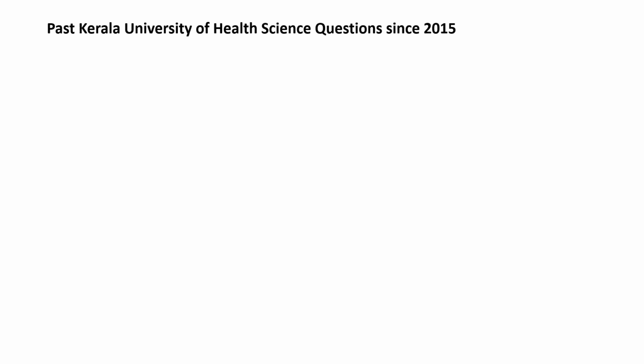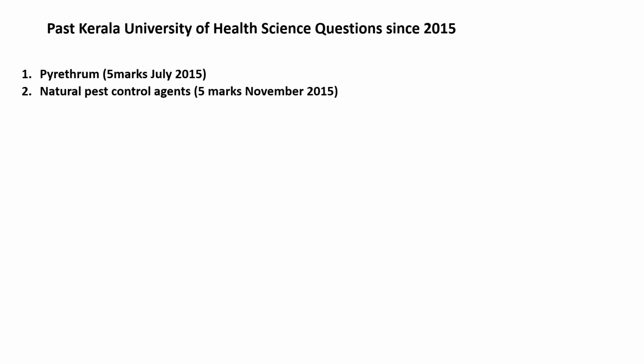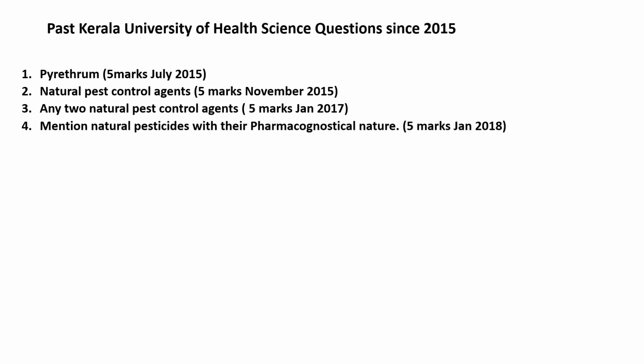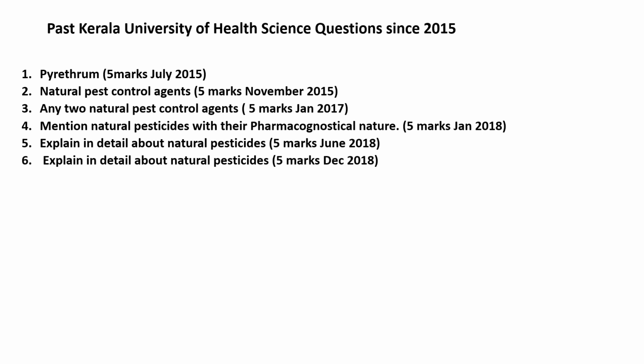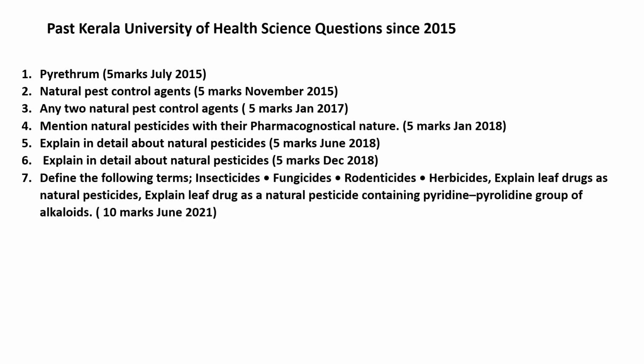So we can see some of the past questions since 2015 from this chapter. A 5 mark question: simply write about Pyrethrum. They have asked natural pesticide control agent as a 5 mark question, and any two natural pest control agents which you have studied. Mention natural pesticides with their pharmacognostical nature, a 5 mark question, and explain in detail about natural pesticides, a 5 mark question in 2018.